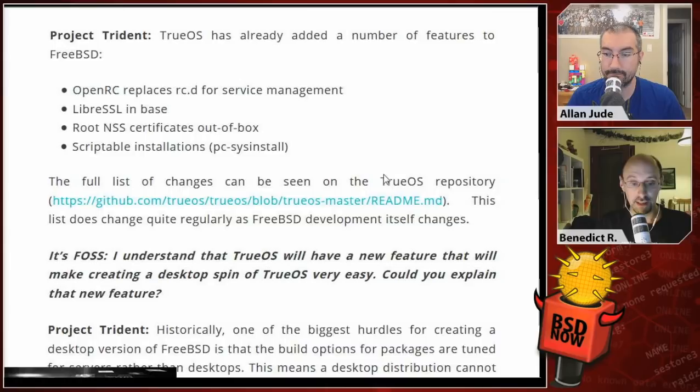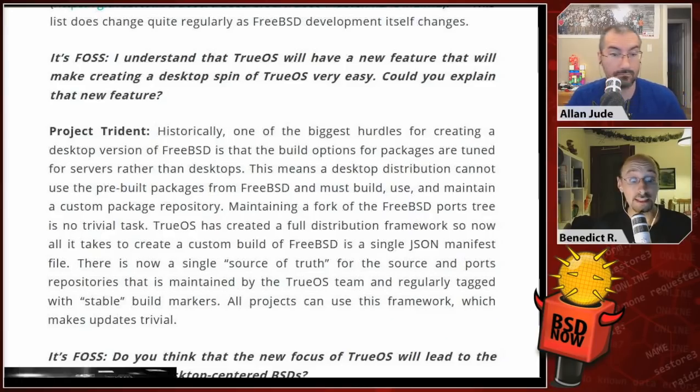Okay. And then they asked, I understand that TrueOS will have a new feature that will make creating a desktop spin of TrueOS very easy. Could you explain that new feature? Historically, one of the biggest hurdles of creating a desktop version of FreeBSD is that the build options for packages are tuned for servers rather than desktops. This means a desktop distribution cannot use the pre-built packages from FreeBSD and must build their own and maintain a custom package repository. Maintaining a fork of the FreeBSD ports tree is a non-trivial task. There are 30,000 packages in there.